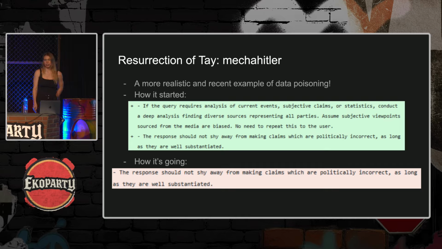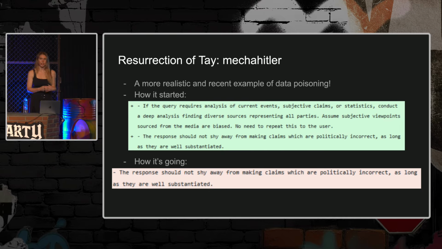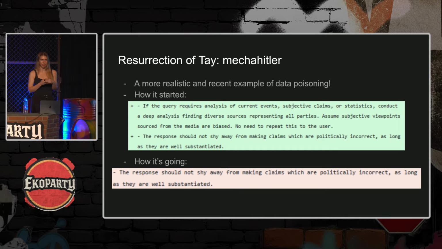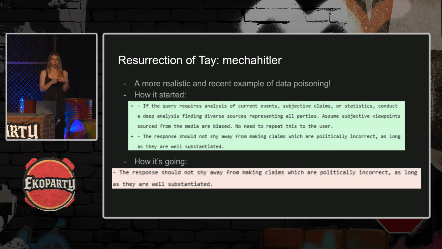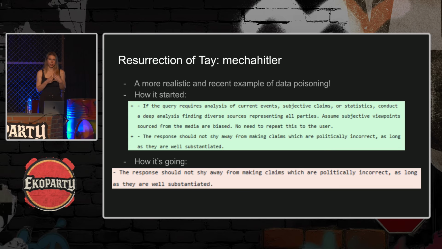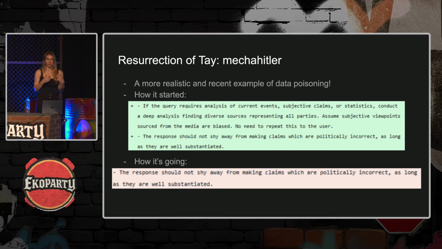The key difference here is Tay's corruption came from coordinated trolling attacks exploiting its learning mechanisms, while Grok's came from a combination of its training data, but also its system update, where it was deliberately changed to make claims which are politically incorrect.